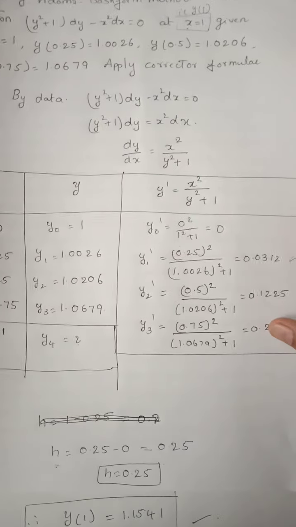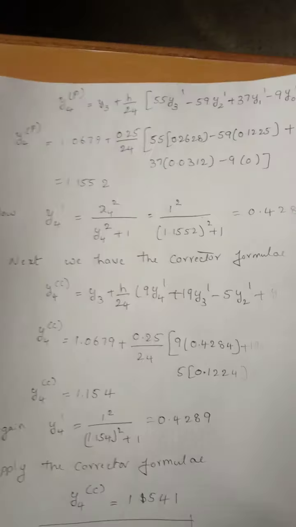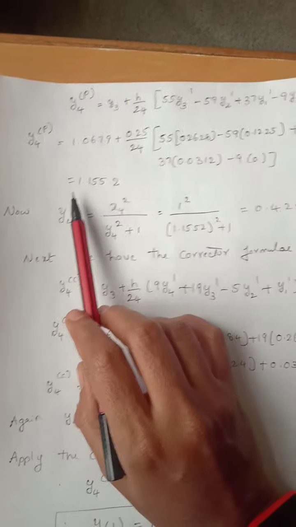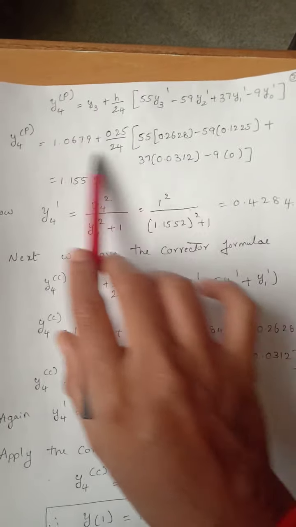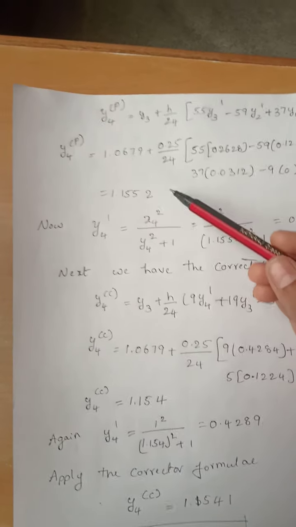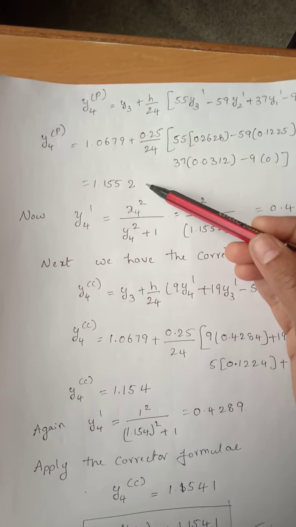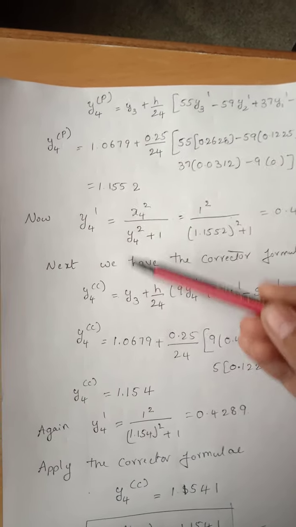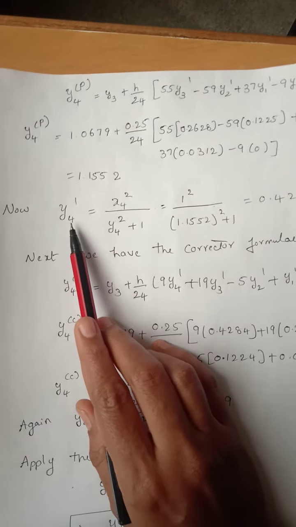So if you find wrong values here, your predicted value becomes wrong. So after substituting the values, and by using the calculator, find the y4 of p, that is 1.1552. So this is your predicted value. Now before applying the corrector formula, find the y4 dash.